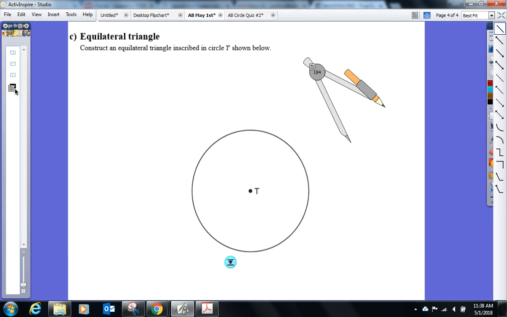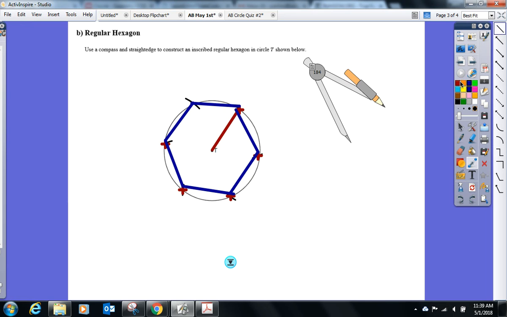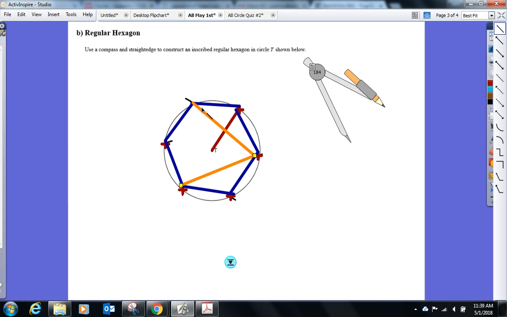Guys, how many equal arcs did we have for the hexagon? Six. And how many do we need for an equilateral triangle? Three. So hold on, let me go back to my diagram here of the hexagon. How can I make this six into three equal arcs now? Remember, all six are congruent, right? So this arc has to be congruent to this one, because they're all the same measure.